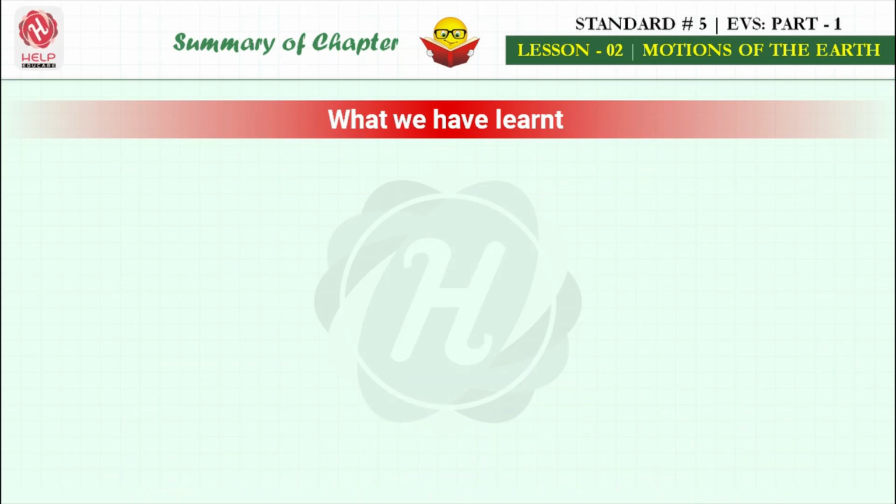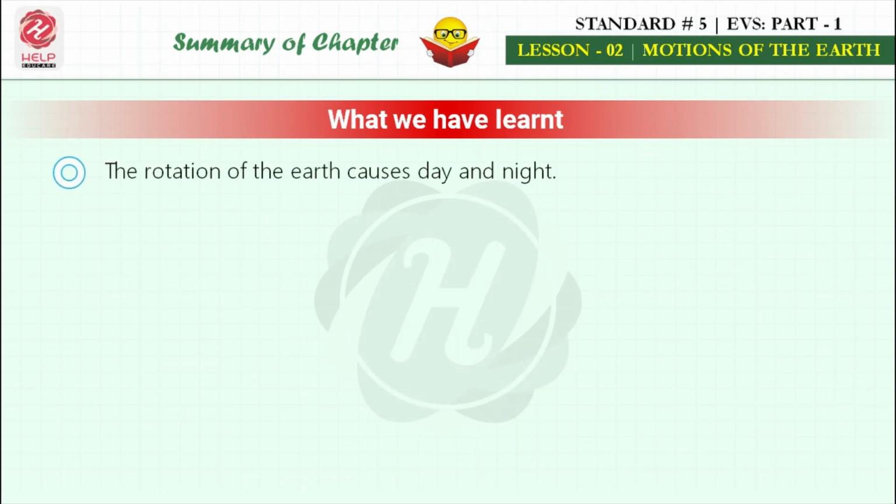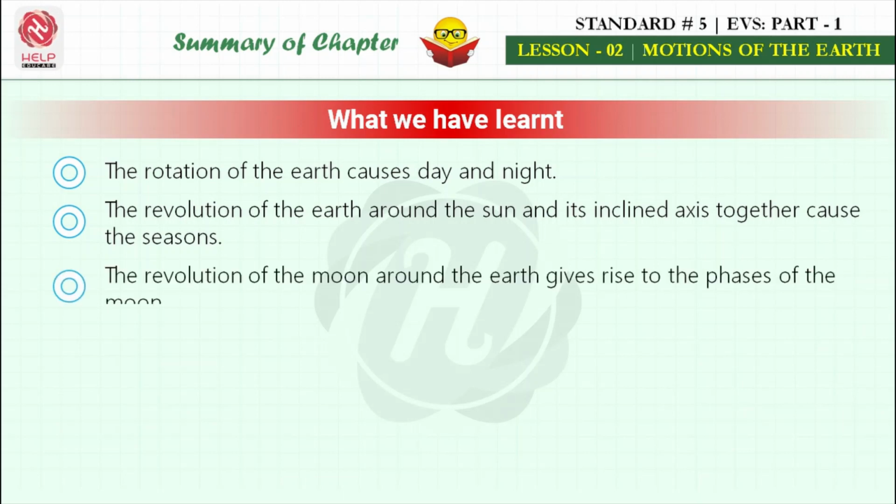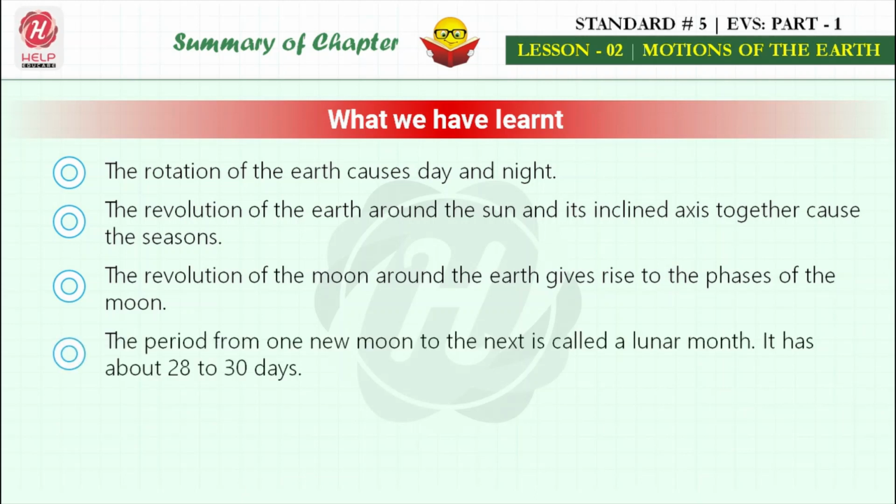Now we have completed all the topics of this chapter. Before we finish this section, let's summarize what we have learned. Point number 1. The rotation of the Earth causes day and night. Point number 2. The revolution of the Earth around the Sun and its inclined axis together cause the seasons. Point number 3. The revolution of the Moon around the Earth gives rise to the phases of the Moon. Point number 4. The period from one new moon to the next is called a lunar month. It has about 28 to 30 days.